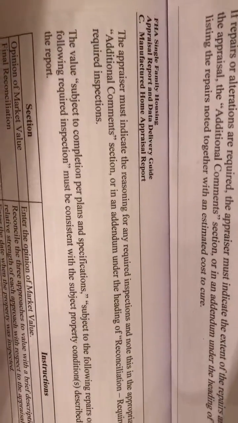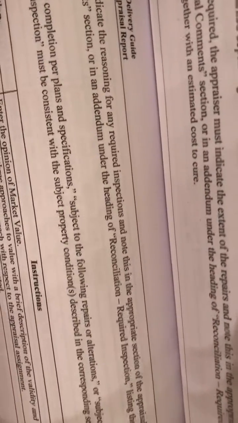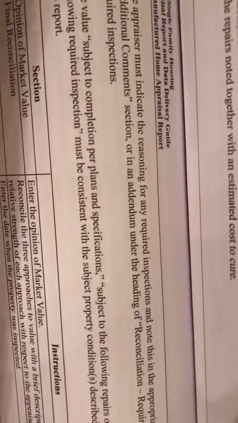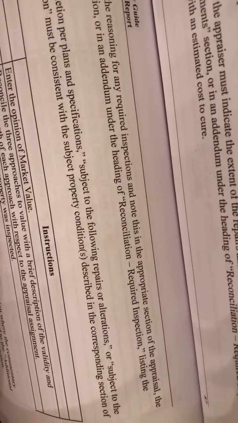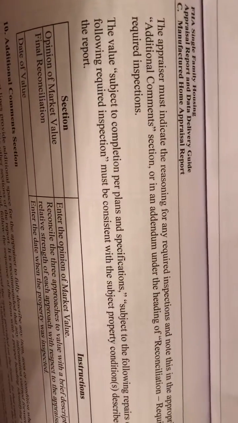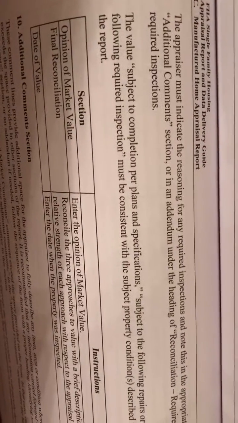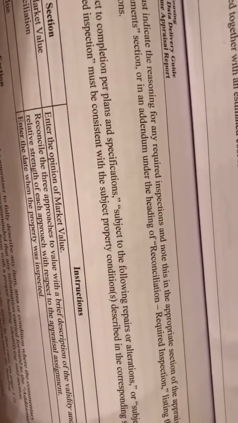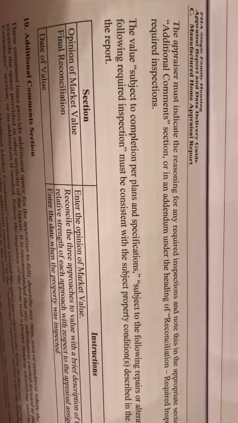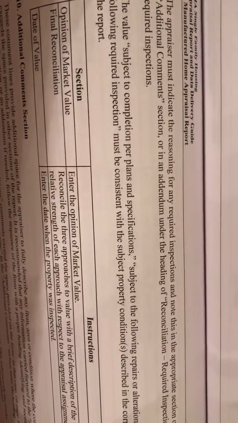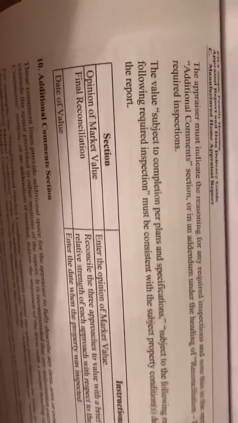Page 173. The appraiser must indicate the reasoning for any required inspections and note this in the appropriate section of the appraisal, the additional comments section, or in an addendum under the heading of Reconciliation, Required Inspection, listing the required inspections. The value subject to completion per plans and specifications, subject to the following repairs or alterations, or subject to the following required inspection, must be consistent with the subject property conditions described in the corresponding section of the report.